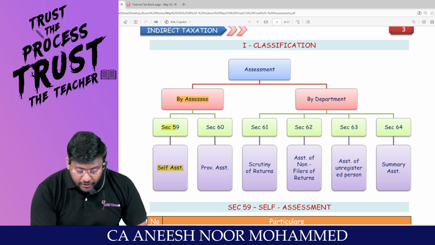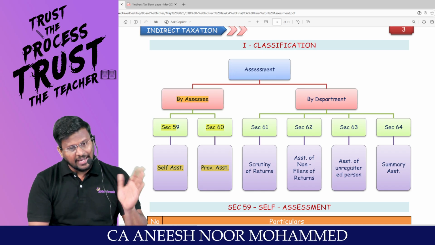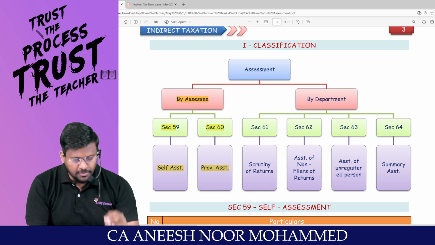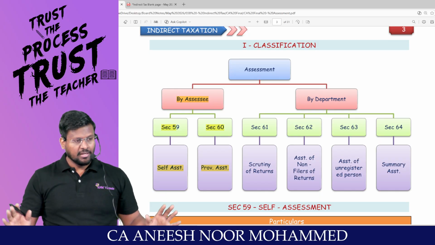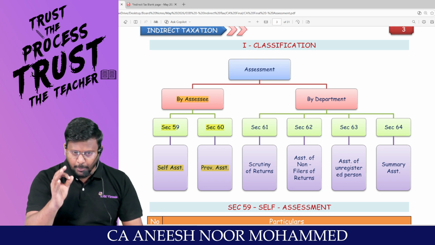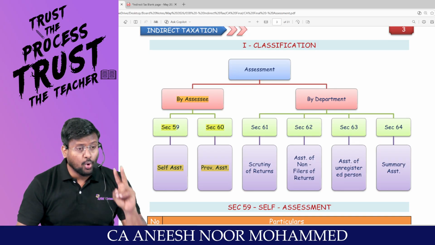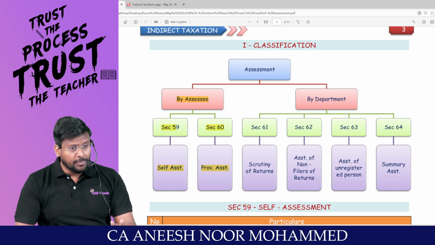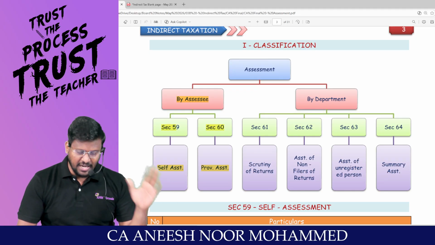That is called provisional assessment, section 60. That means even that is also what assessment? Self-assessment. But after getting the help of the department, you are doing the assessment. That's it. If you know everything, you are supposed to do self-assessment under section 59. If you don't know 2 things, number 1, value of supply and rate of tax, you are supposed to do provisional assessment under section 60.